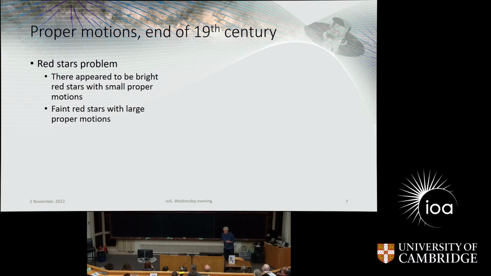There appeared to be bright red stars with small proper motions and faint red stars with large proper motions, which seemed to be completely contradictory to what they were thinking of, namely that large proper motions would mean nearby and small proper motions would mean far away. And here the large proper motions were faint and the small proper motions were bright. So what was going on there?